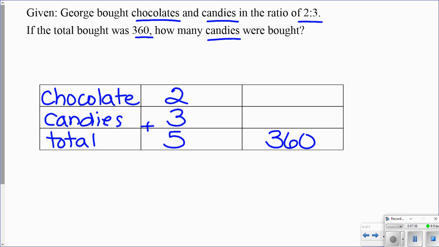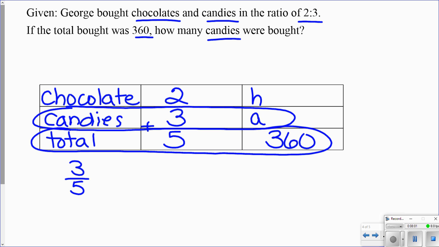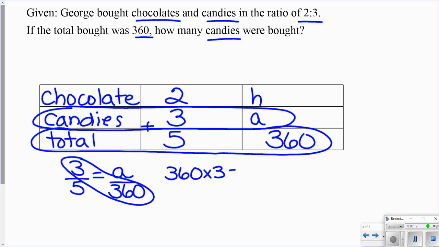Now, since these both have a C for candy and chocolate, I'm going to use an H and an A for the initials, and using those for my variables. So I'm focused on the candies, not on the chocolate. So I'm using 3 to 5 equals A to 360. Cross multiply. 360 times 3 equals 5 times A.